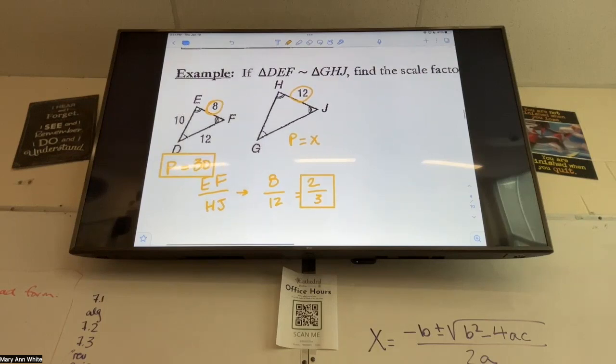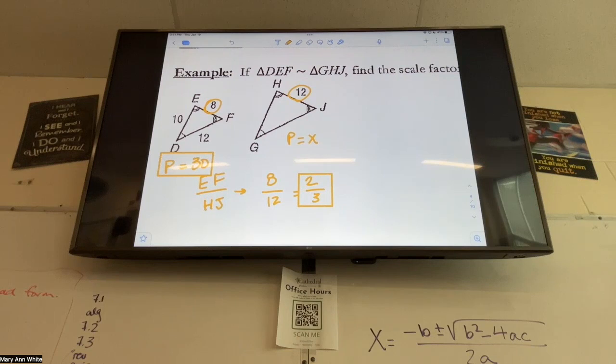Can I write a proportion with my 2/3, my 30, and my X in order to solve for this? What am I going to write? 2/3, and then is it X over 30, or 30 over X? We had 2 on top, which came from EF. So does the 30 or the X go with the EF triangle? 30. Because that came from this triangle. So we started here and then we went over there. So we're going to start with 30 and then go to X.